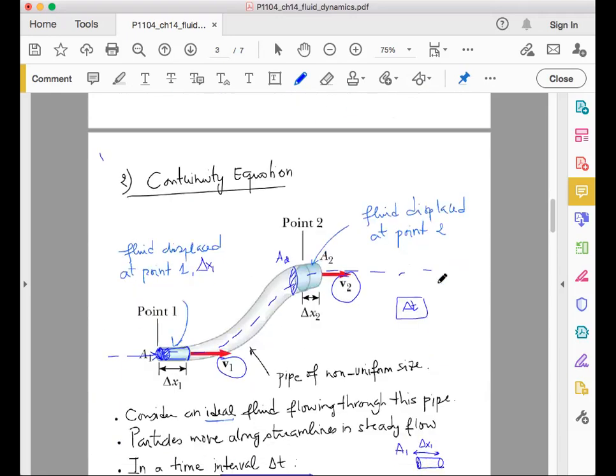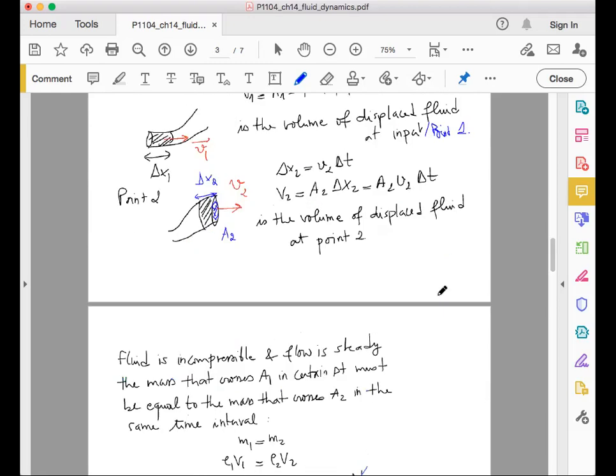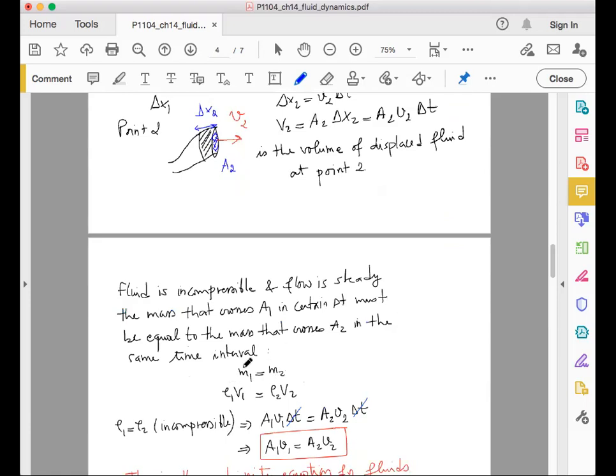Therefore, the amount of the fluid did not change. The mass of the fluid did not change from point to point. So we can simply say that M1 is equal to M2. So the mass of the displaced fluid at point 1 is equal to the mass of the displaced fluid at point 2.